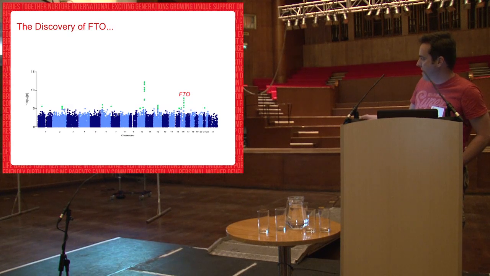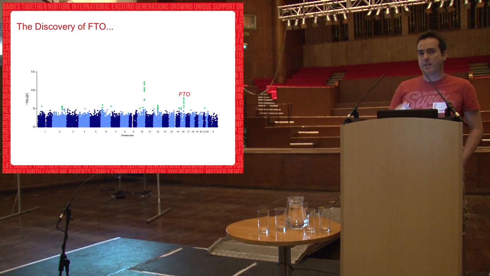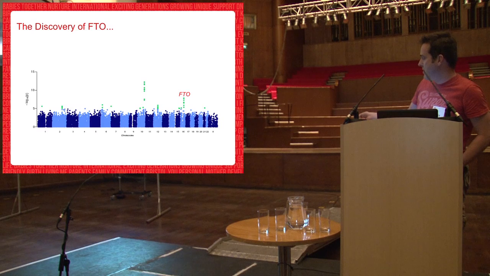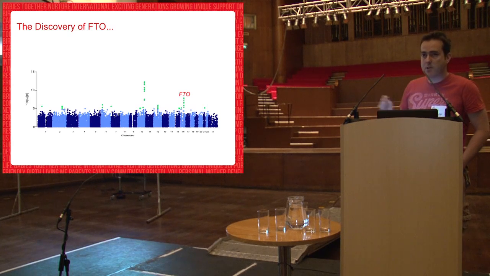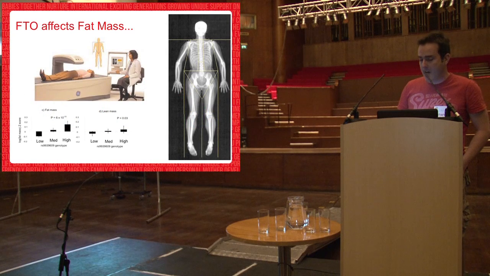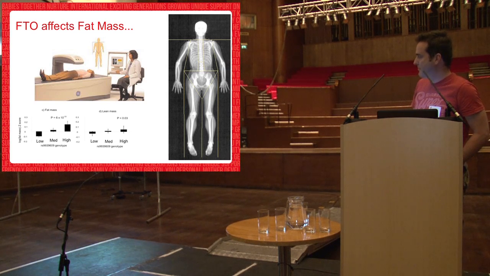So whenever you have a big tower like here, it indicates that here's a gene that has something to do with obesity. So this little tower here on chromosome 16, the FTO gene, this is the first one that got discovered for obesity.